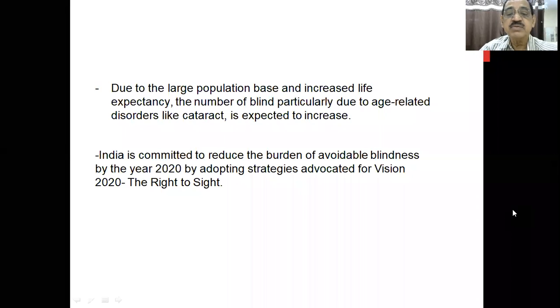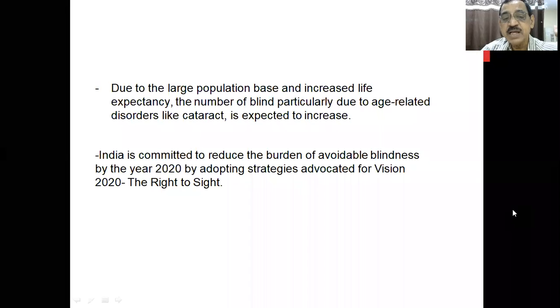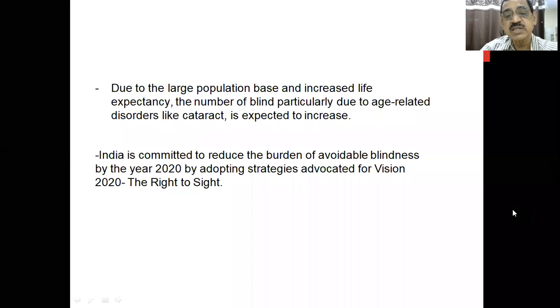Because of the increase in life expectancy, the number of blind, particularly due to age-related disorders like cataract, glaucoma, and age-related macular degeneration, is increasing. India is committed to reduce the burden of avoidable blindness by the year 2020 by adopting strategies advocated for Vision 2020, that's the Right to Sight society.